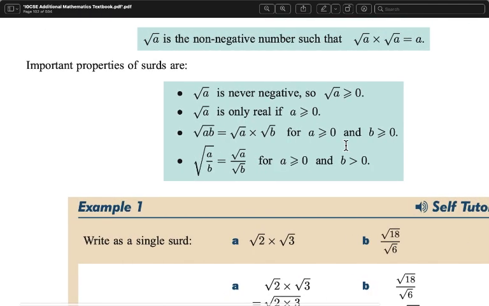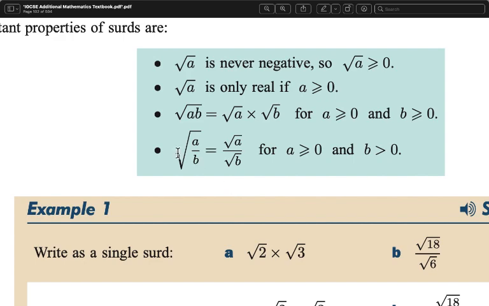surds a real number. At the same time, when dividing inside of surds, for instance, in this case, the root of A over B, it can be simplified into root A divided by root B. However, the denominator cannot be 0, so B must be larger than 0. Anything inside a surd cannot be lower than 0, so A must be greater than or equal to 0.